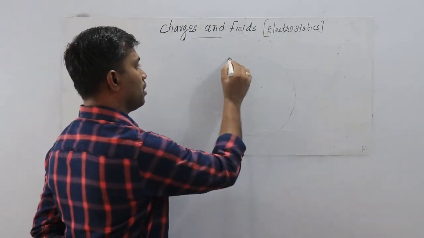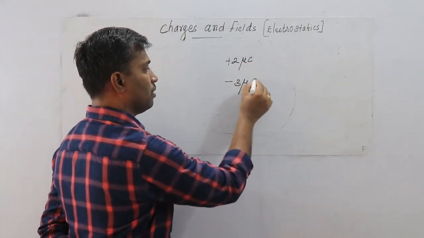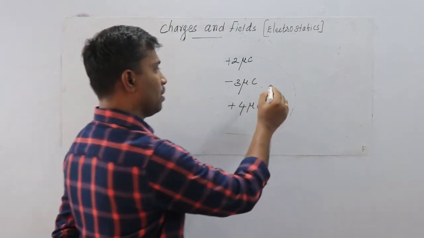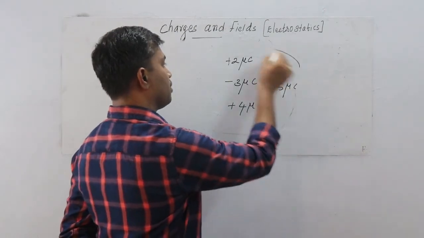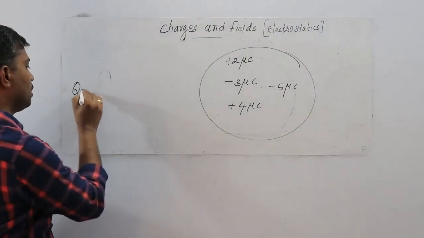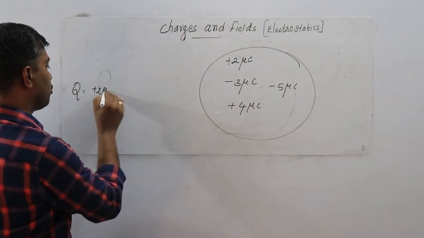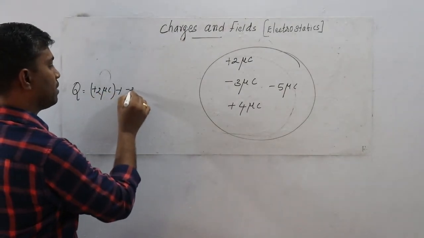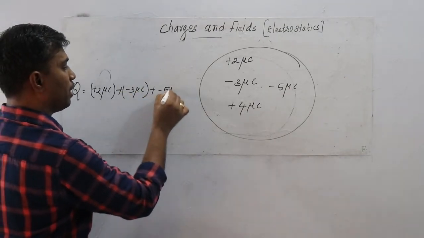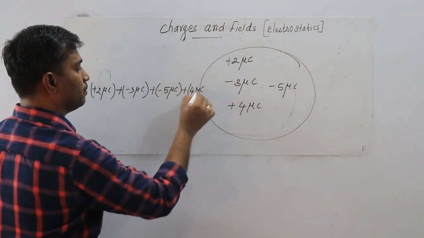One of the charges is plus 2 microcoulomb, another charge is minus 3 microcoulomb, another charge is plus 4 microcoulomb, and another charge is minus 5 microcoulomb. So this is the system. What will be the total charge of the system? The total charge Q is equal to, we can add all the charges, that is plus 2 microcoulomb plus minus 3 microcoulomb plus minus 5 microcoulomb plus 4 microcoulomb.